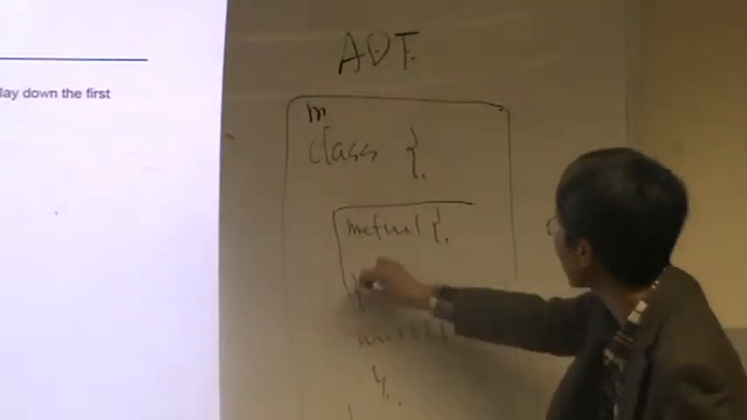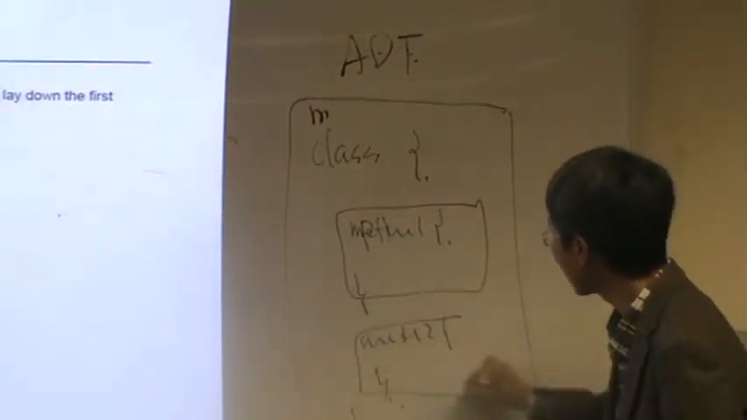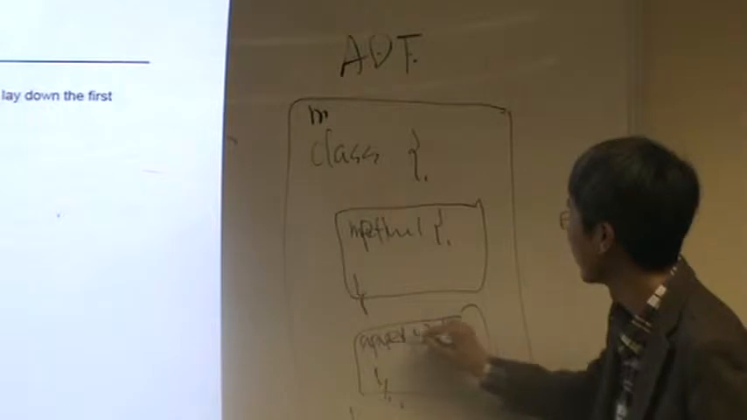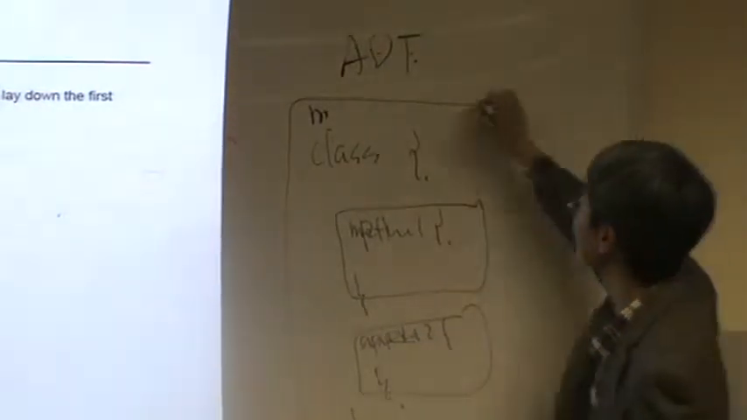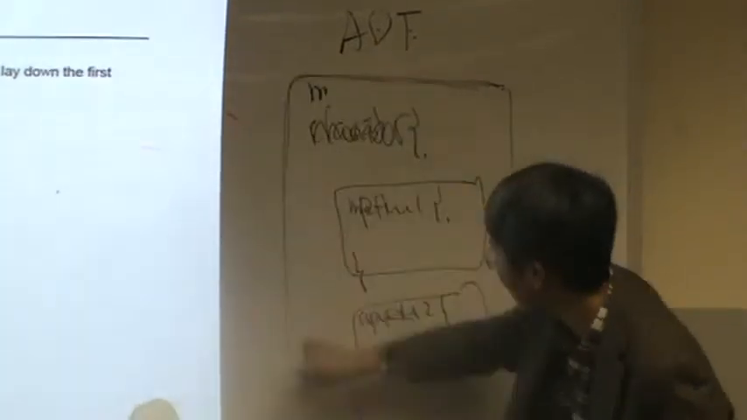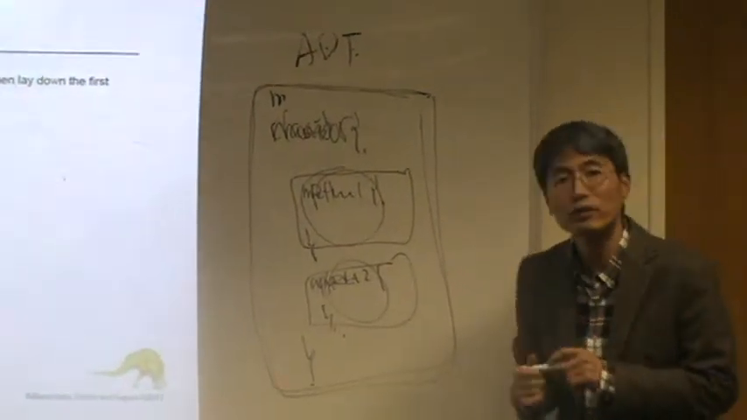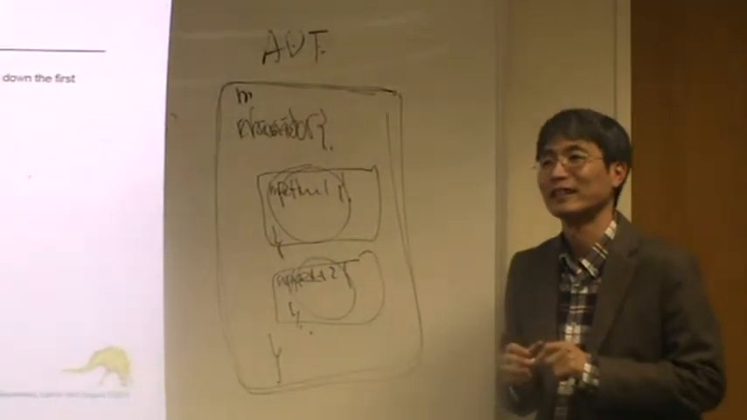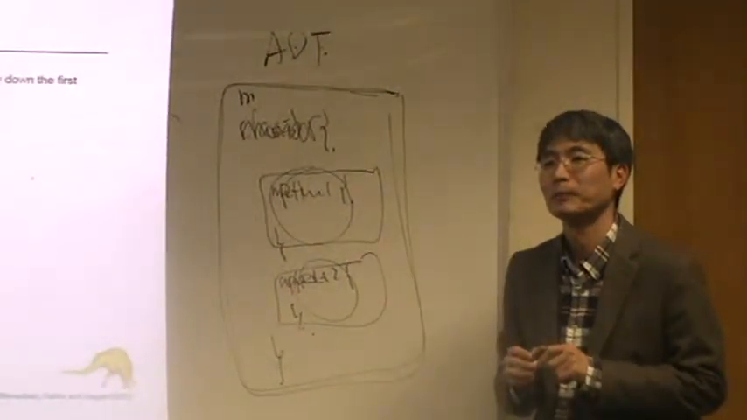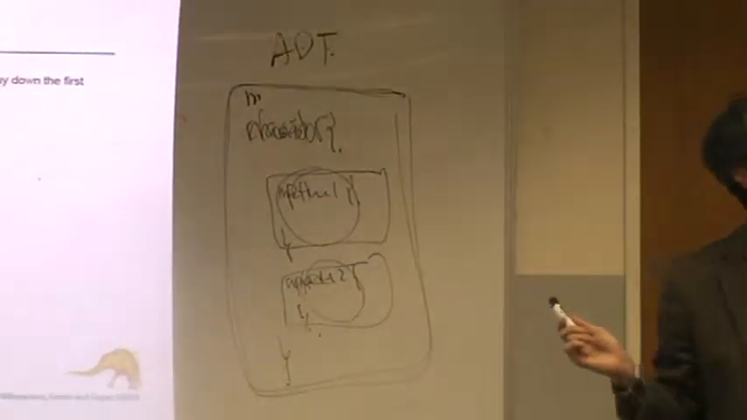So this one is process 1. This one is process 2. Okay? So this is the monitor. A monitor is one data structure that includes such a shared resource inside. Have you ever seen a similar data structure before?